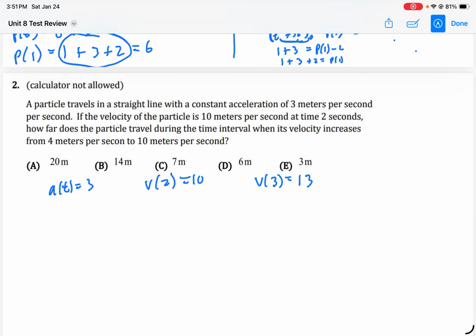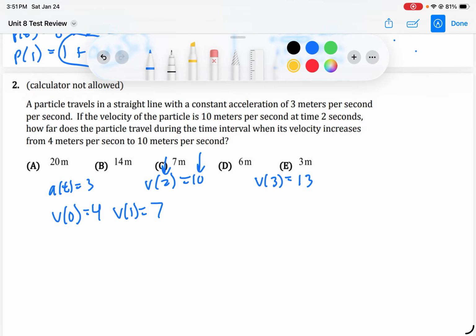Okay, so I'm going the wrong way. I want to know when the velocity is 4, so I'm going to go backwards. So v of 1, one second before v of 2, the velocity would be 3 less. And then v of 0, one before that, would be 3 less, so 4. All right, so at least I'm seeing some numbers now.